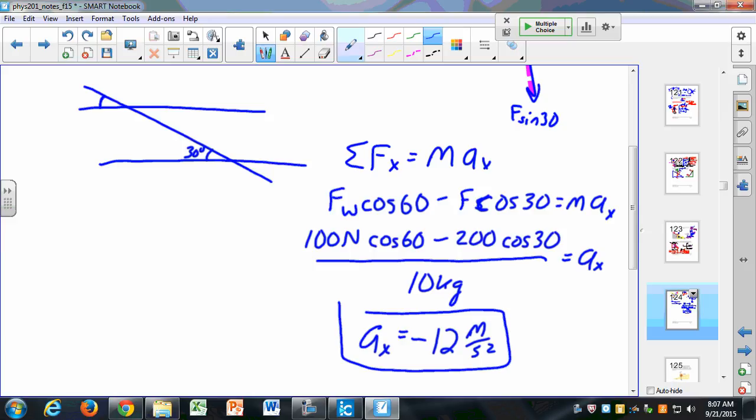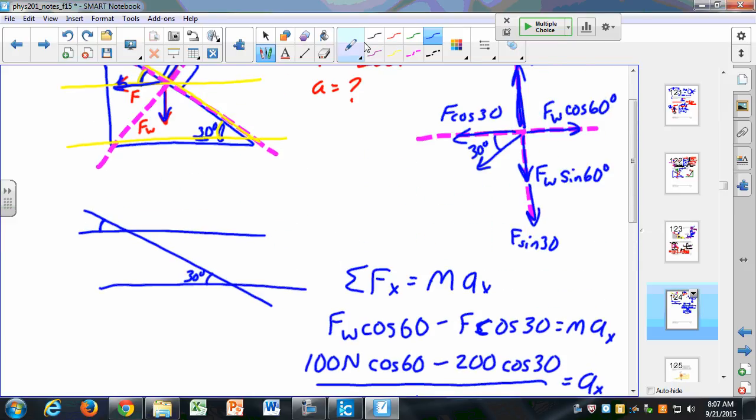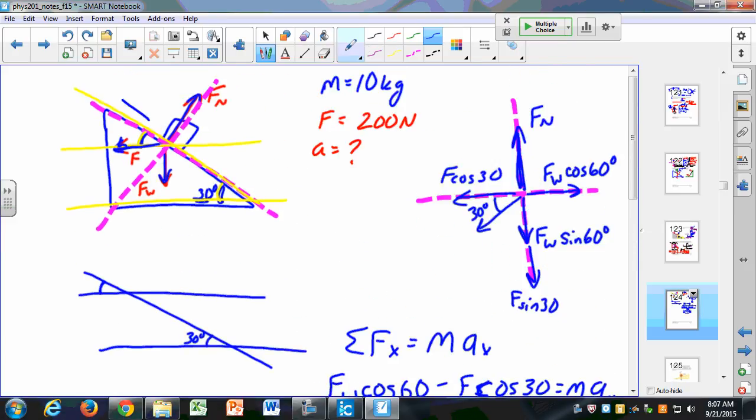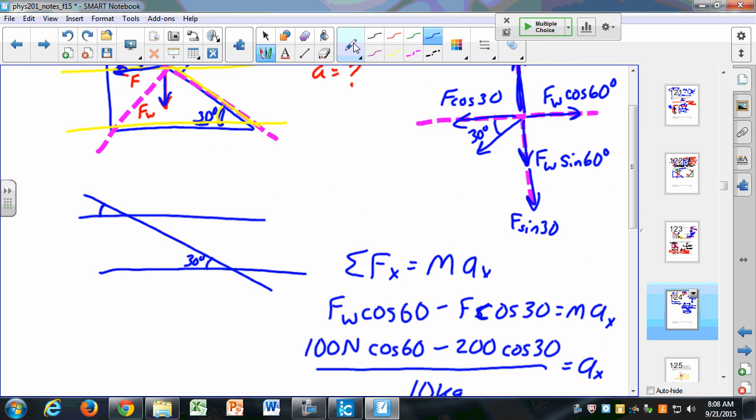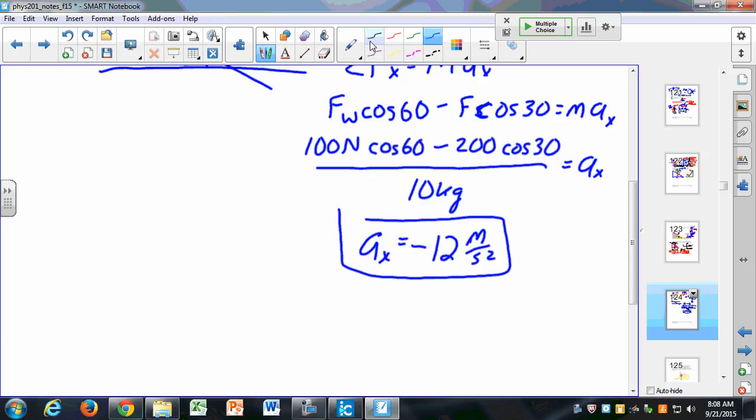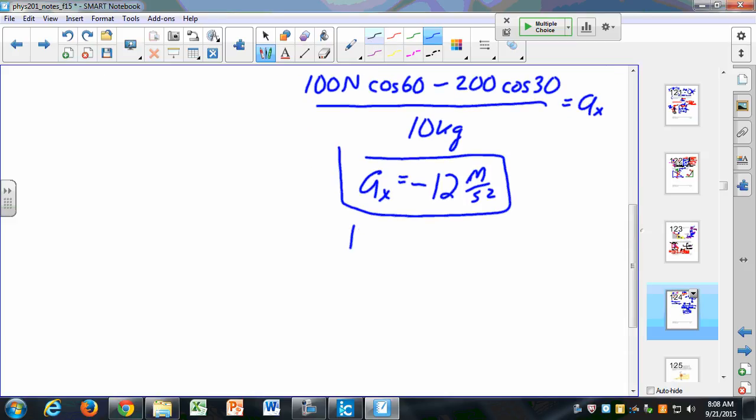Notice that it's negative because the acceleration, as we know, is going to be up and in this direction, just because that's the way the force is pulling it. And so that's going to cause it to go in the negative x direction, which is on this axis, the negative x. All right, but we might just record this as 12 meters per second squared up the inclined plane.